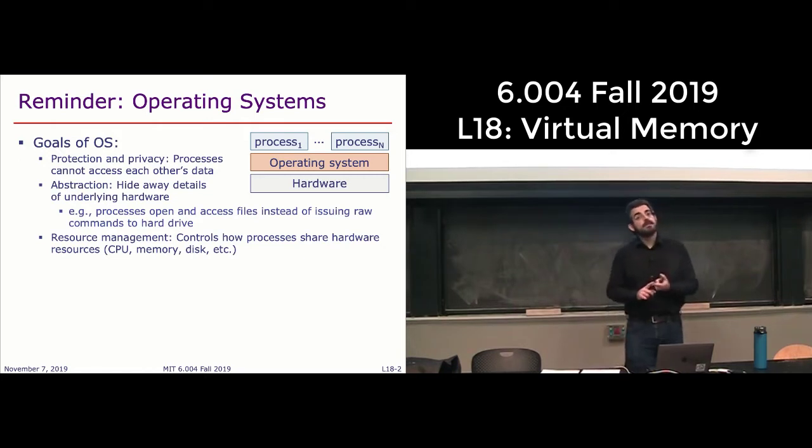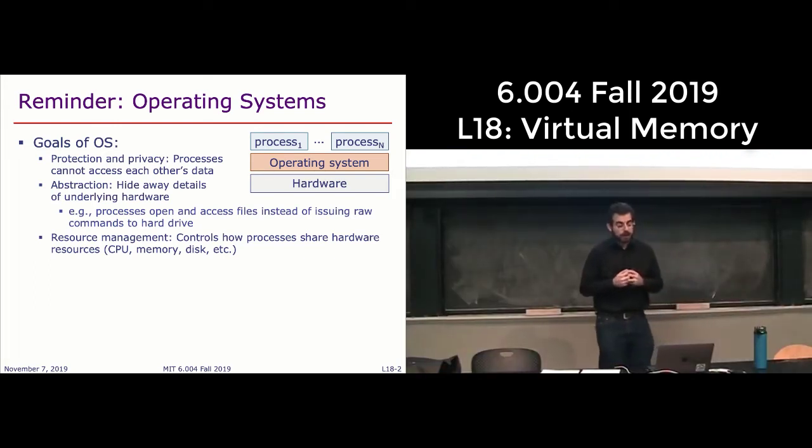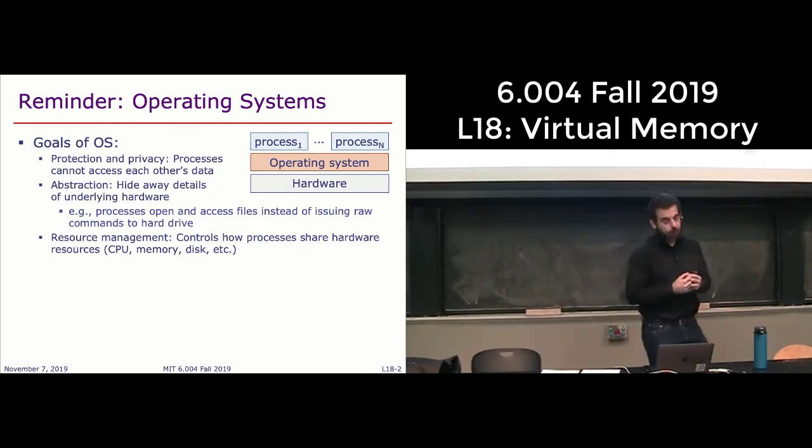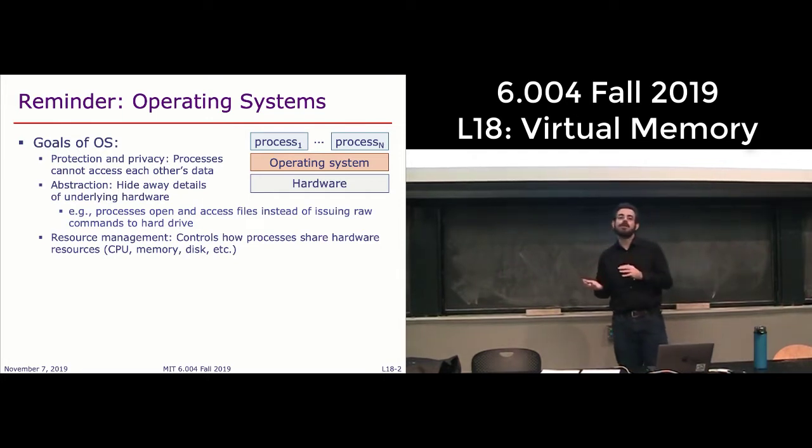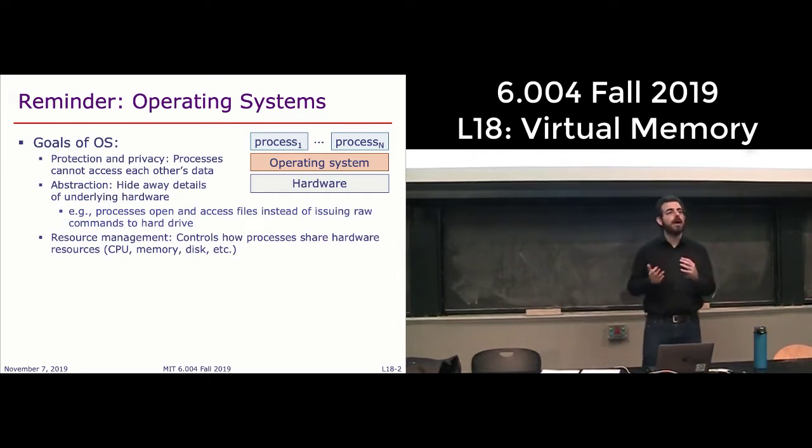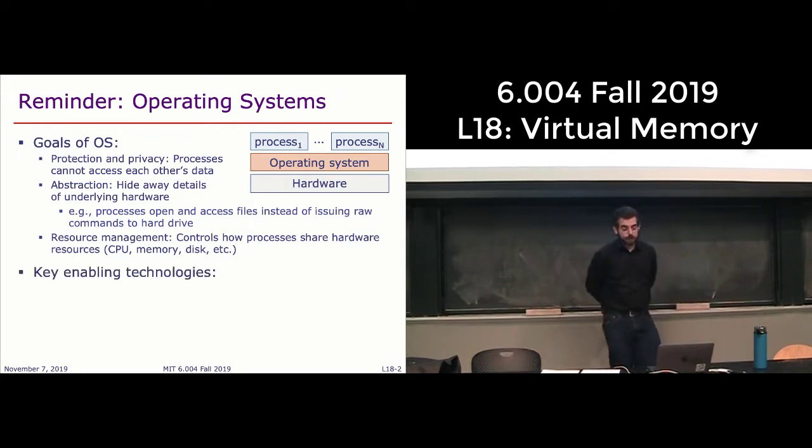Then abstraction, hiding all the details of the underlying hardware. So for example, processes manipulate files instead of writing to disk directly, right? Issuing raw commands to hard drives or to other devices. And then resource management, right? Seeing how much CPU, how much memory, how much disk space each application or each user gets.